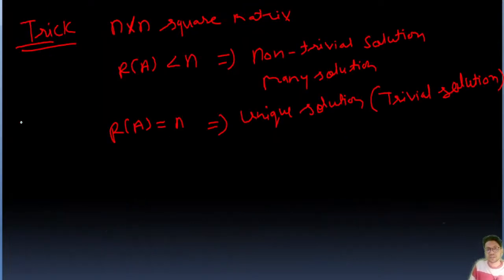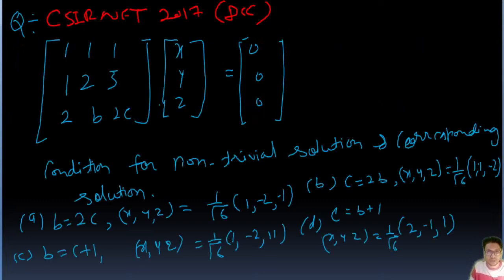So this is for a matrix equation, where there is an n cross n matrix, right? If rank of the matrix is less than n, then that matrix equation has non-trivial solutions, means many solutions. If rank is equal to n, then the matrix has the trivial solution, means a unique solution, okay. So this is the question asked in 2017 and I'm going to solve it for you. Very good question actually.